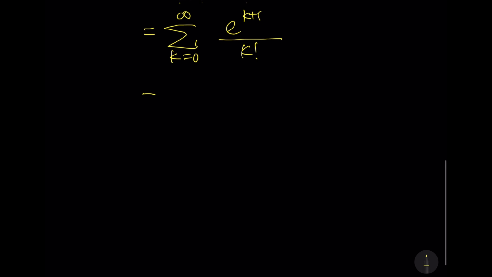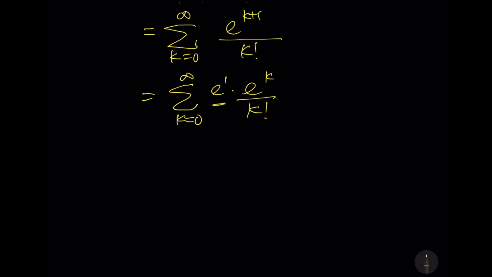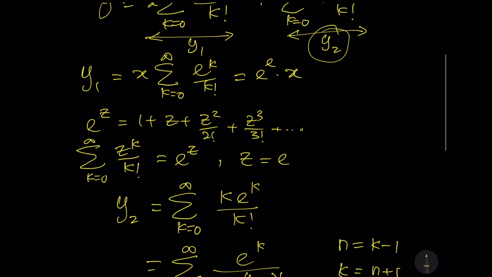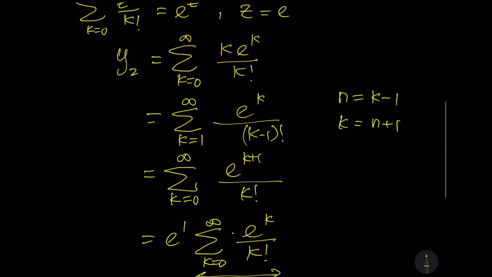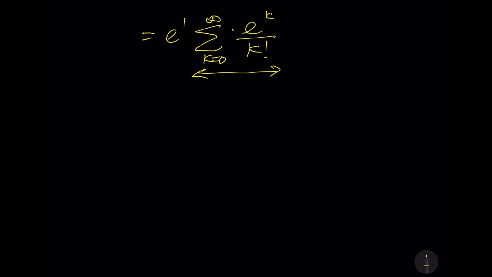We can further simplify the equation to the summation from k equals 0 until infinity of e power 1 multiplied by e power k divided by k factorial. e power 1 is just a constant. We can take it outside the summation symbol. The summation part looks familiar. That is because we already solved it during y1, which is equal to e power e. Therefore, we obtain our y2 without the summation symbol, which is equal to e multiplied by e power e.